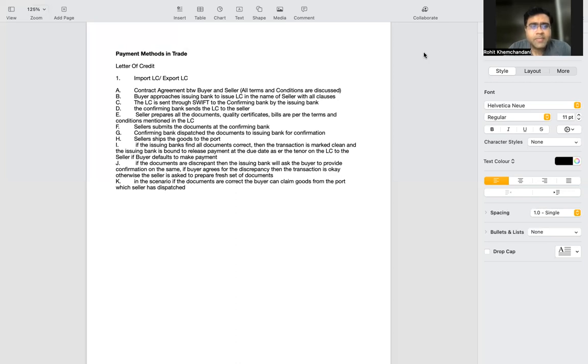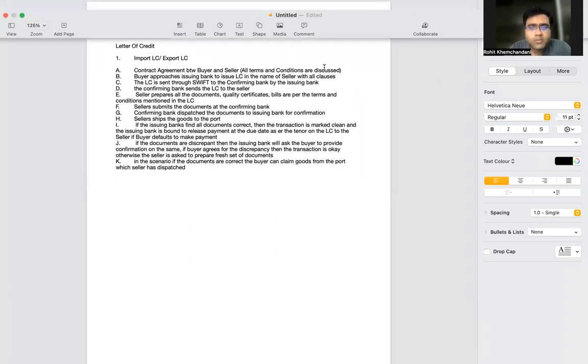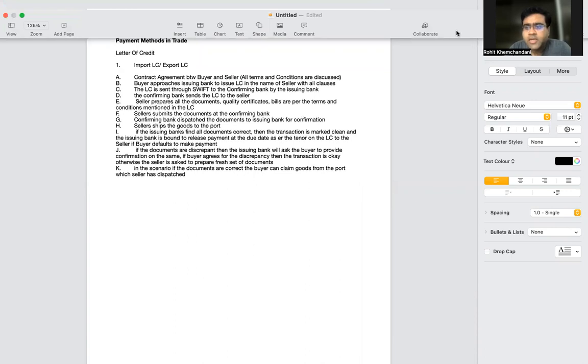Till then, the goods will remain at the port. Suppose the goods from Dubai have reached India, then the goods will remain at the port. Once the clear documents are received by the issuing bank, the issuing bank, after giving the confirmation, will hand over all the documents to the buyer. The buyer can release the goods from the port which the seller has shipped to. Finally, on the due date, the payment will be done and the goods are received as per the terms and conditions mentioned in the letter of credit.